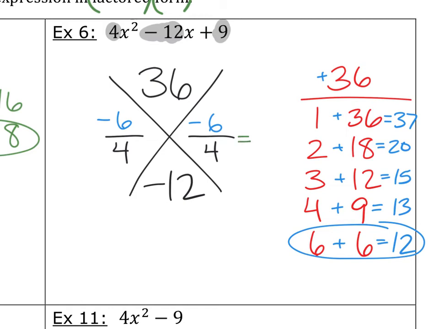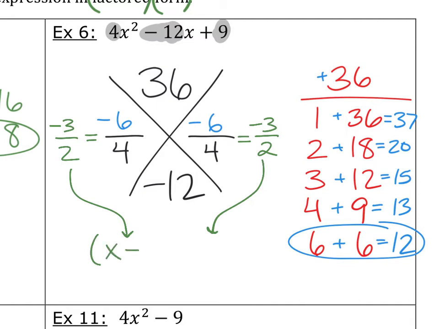Divide. Negative 6 divided by 4 is negative 3 over 2. And that's the same over here. Now these numbers are the ones that get to pop down into my factors. We're going to do x minus 3 over 2 and x minus 3 over 2. Now question, why did I put minus instead of plus? Because they're negative. If the number you're pulling out of your X puzzle is positive, then you put a plus sign. If it's negative, you put a minus sign.